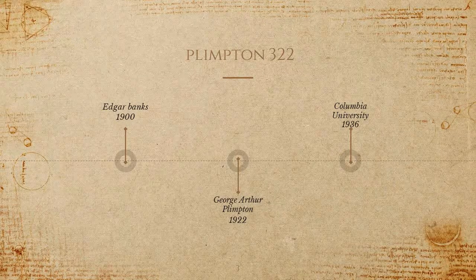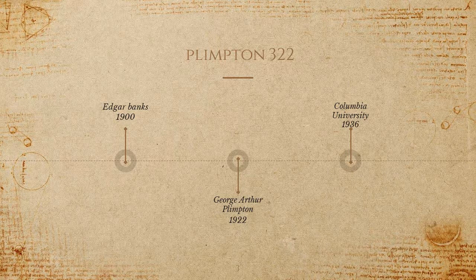Plimpton 322 was first discovered in Iraq in the early 1900s by Edgar Banks, an American archaeologist, and was later purchased by George Arthur Plimpton in 1922. After Plimpton died in 1936, the tablet was donated to Columbia University. Henceforth, the tablet has been known as Plimpton 322, signifying that it is the 322nd item in the Plimpton collection.